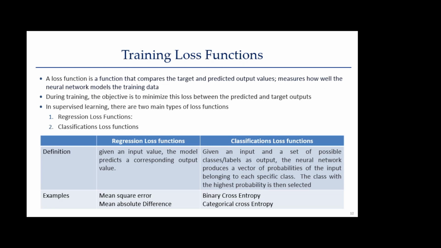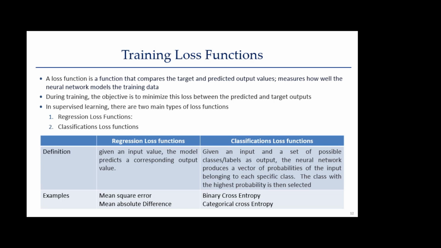Now let's talk a little bit more in detail about the loss functions as well as the optimization algorithm. The loss function is a function that compares the target and the predicted output values. It measures how well the network is actually producing results. During the training, the objective is to minimize this loss function between the predicted and target outputs. In supervised learning, there are two main categories of loss functions. There are loss functions for regression problems, and there are loss functions for classification problems.